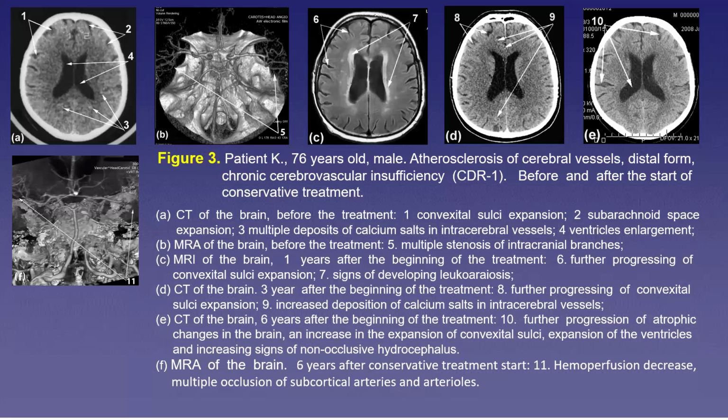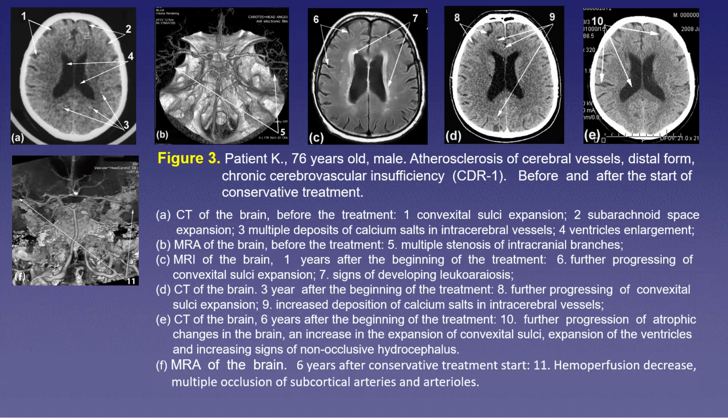In this picture, you see results for a 76-year-old male with atherosclerosis of cerebral vessels, distal form, chronic cerebrovascular insufficiency. You can see before and after the start of the conservative treatment. In figure A, you see CT scan of the brain before the treatment, which shows convexital sulci expansion, subarachnoid space expansion, multiple deposits of calcium salts in intracerebral vessels, and ventricles enlargement. In figure B, MRI of the brain before the treatment shows multiple stenosis of intracranial branches.